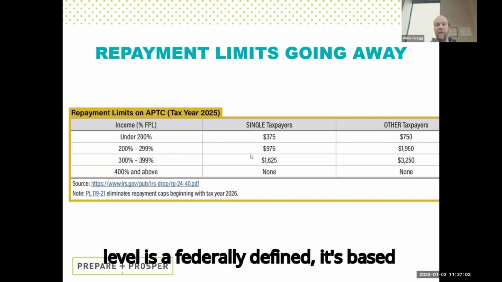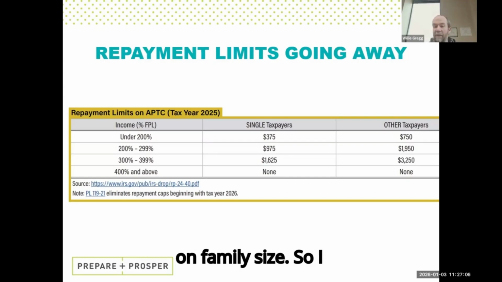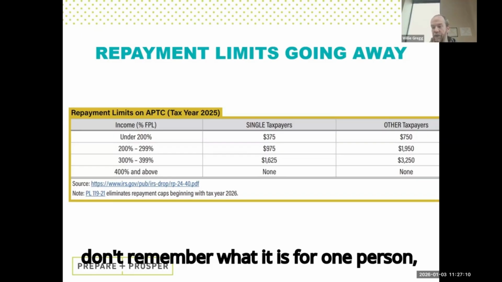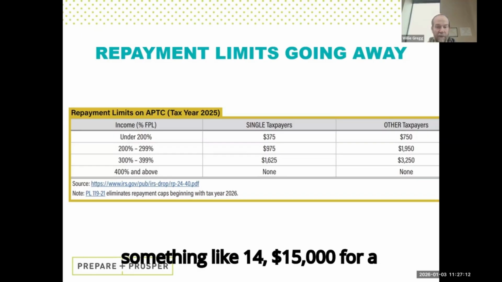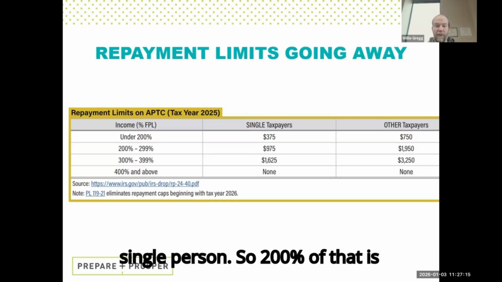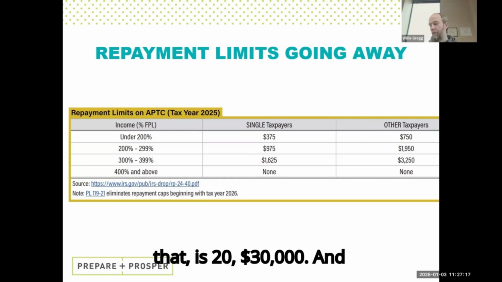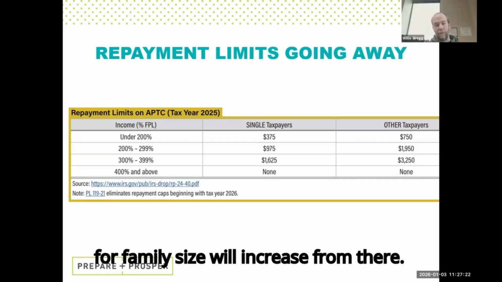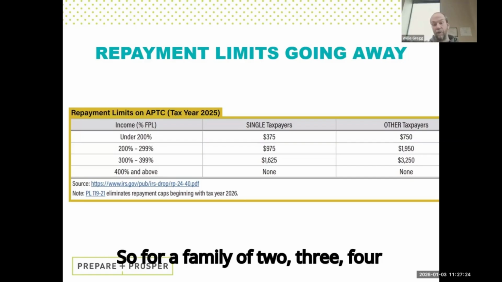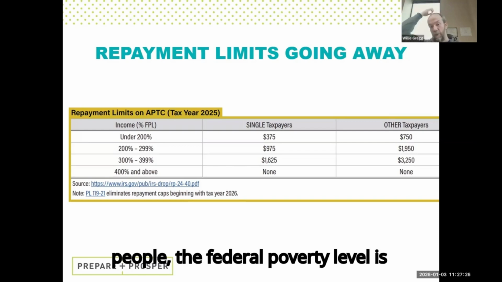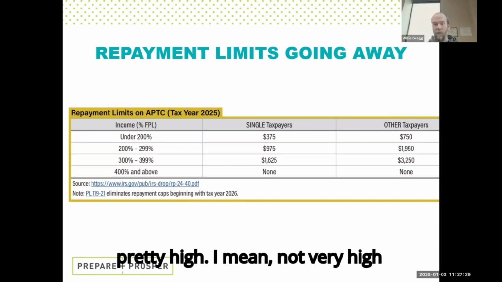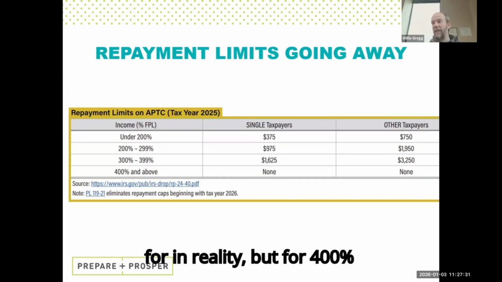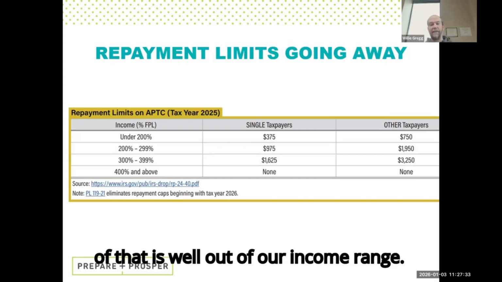The poverty level is federally defined. It's based on family size. I don't remember what it is for one person, something like $14,000, $15,000 for a single person. So 200% of that is $20,000, $30,000. And for family size it will increase from there. So for a family of 2, 3, 4 people, the federal poverty level is pretty high. I mean, not very high in reality, but 400% of that is well out of our income range.